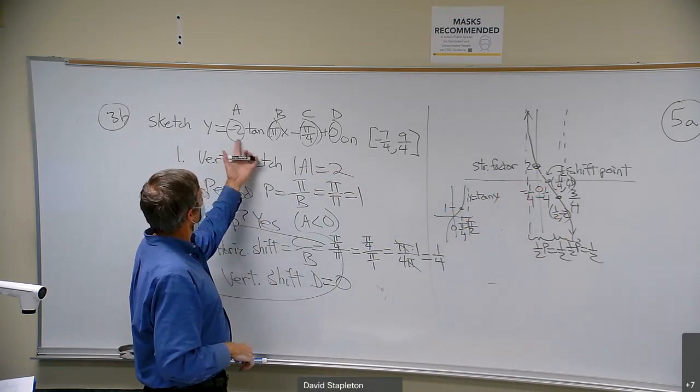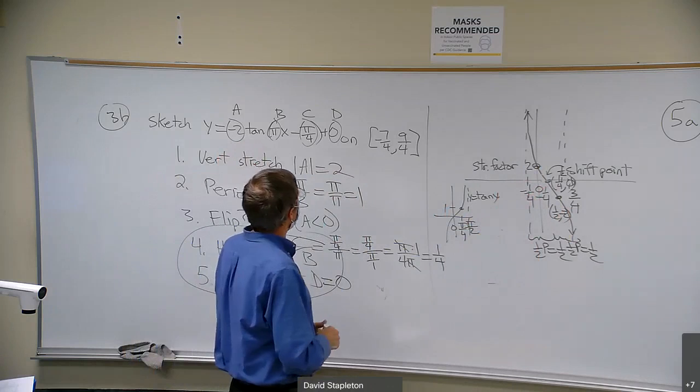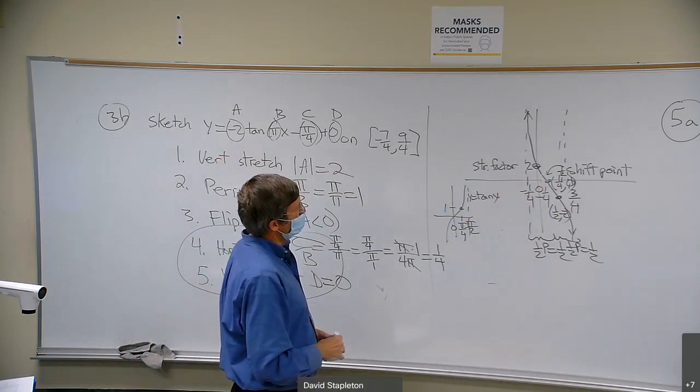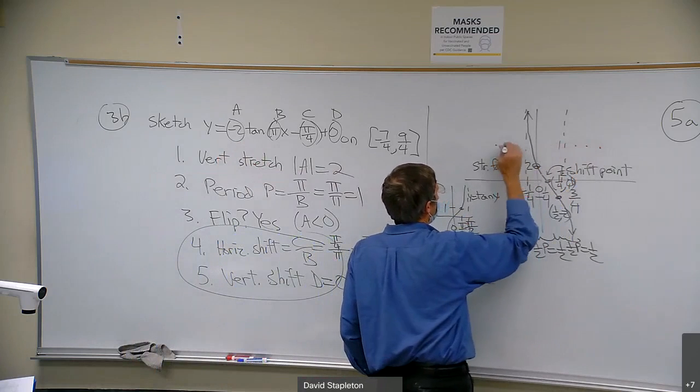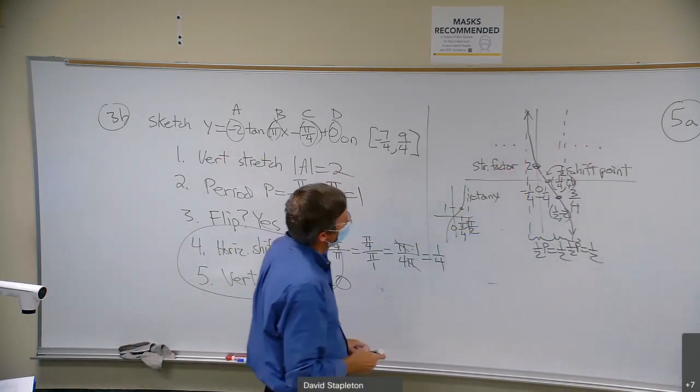All right, so that's y equals minus 2 tangent of pi x minus pi over 4. Then you can check it on your calculator. That's only 1 period. Technically, you should put dot, dot, dot to indicate it repeats.